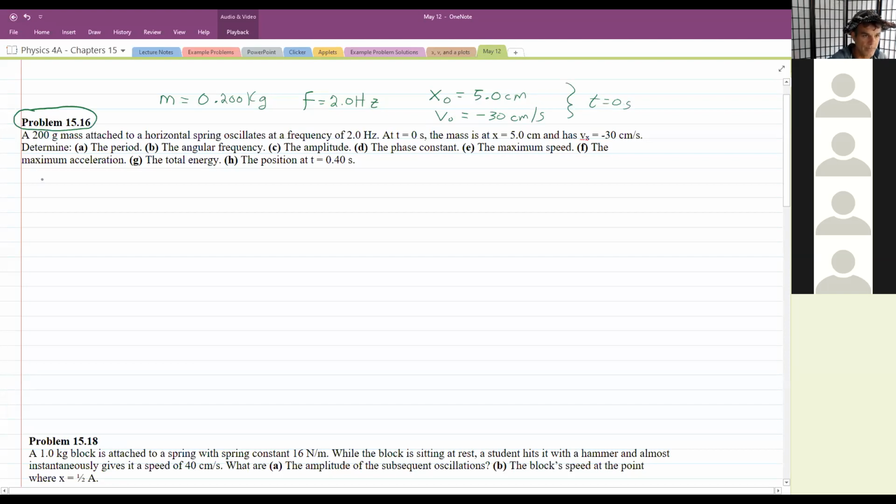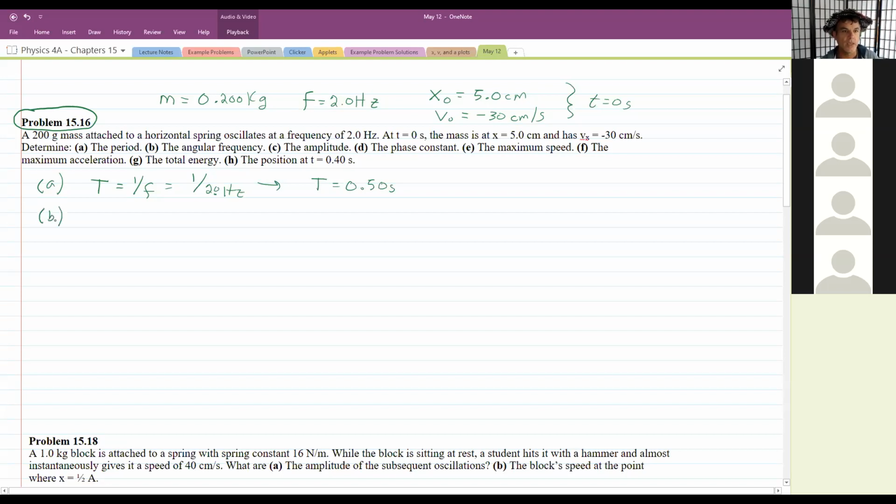So A, determine the period. Well, keep in mind that period and frequency are inversely related. So I know that my period is just going to be 1 over the frequency, which will be 1 over 2 Hertz. So my period is just half a second. Pretty straightforward.